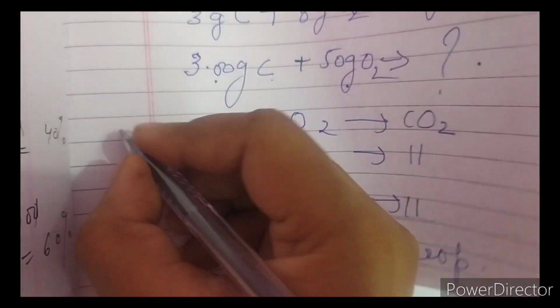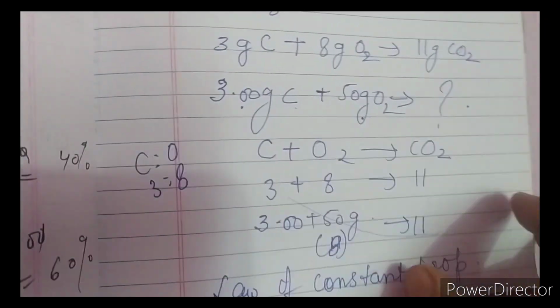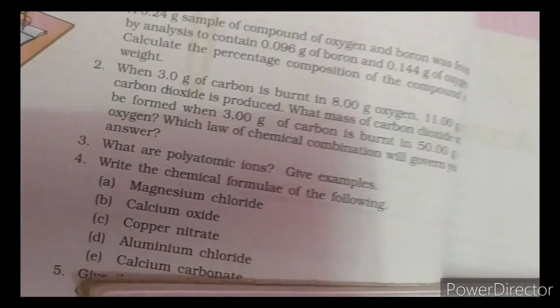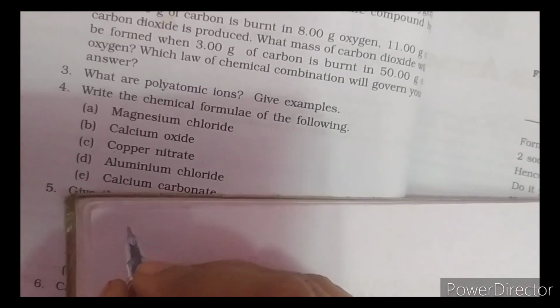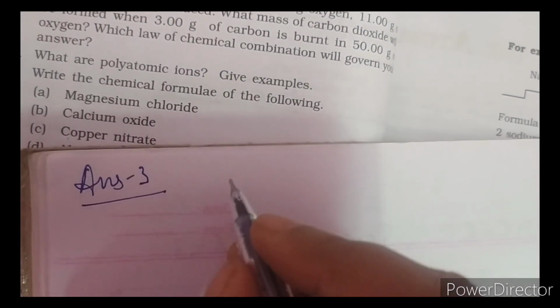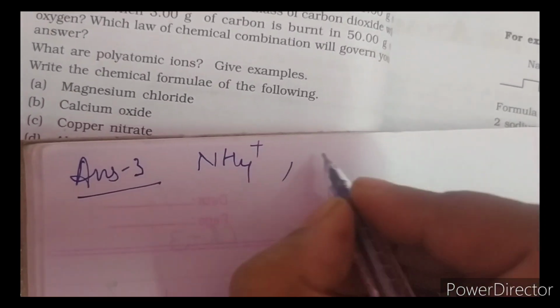That is, the ratio of C to O in CO2 is 3:8, which is constant in every condition. Question number 3 is, what are polyatomic ions? Give examples. So polyatomic ions are the ions in which there are more than one atoms, and they bear either a positive charge or a negative charge, like NH4 positive, this is a polyatomic ion.